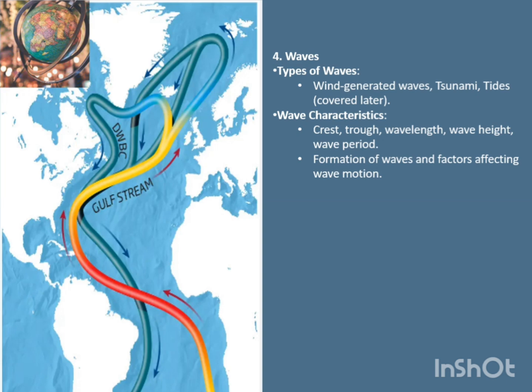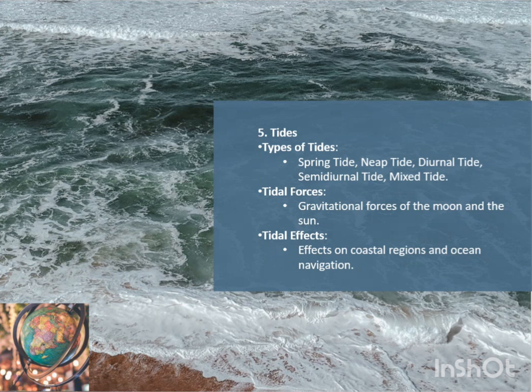Moving on to tides. Tides are the regular rise and fall of sea levels influenced by the gravitational pull of the moon and the sun. There are different types of tides like spring tides and neap tides. Overall, tides affect coastal regions and are very crucial for maritime navigation.